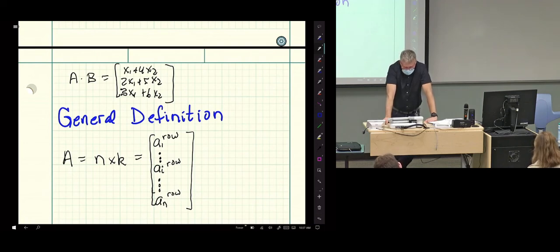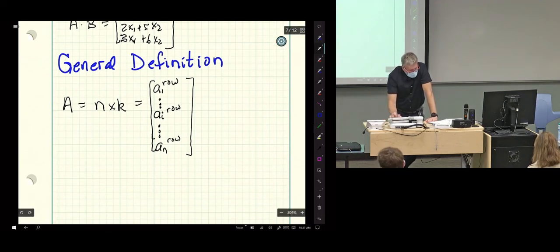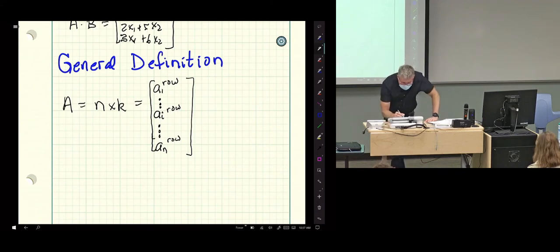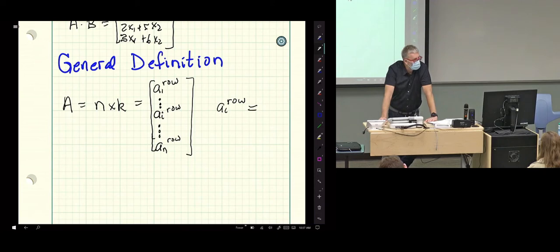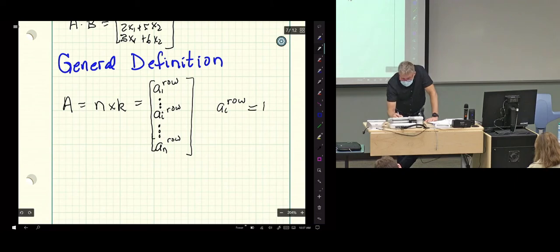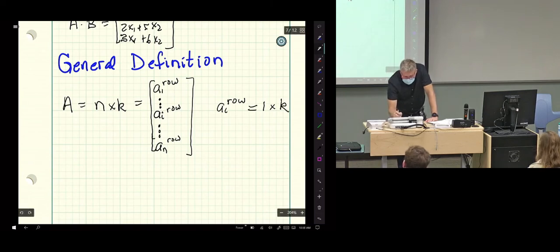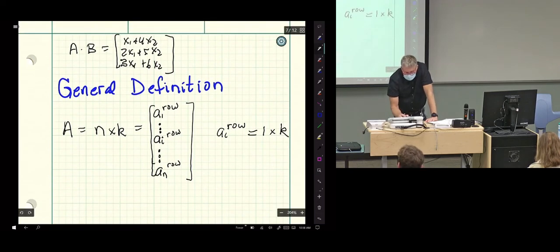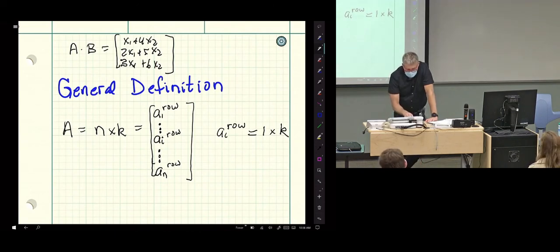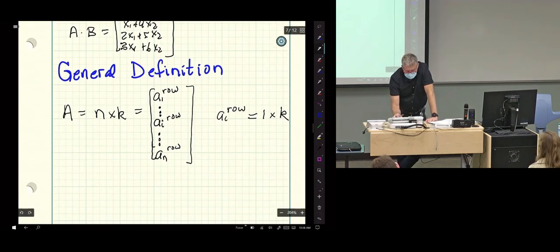I'm going to let you get that written down. So if I look at AI row, what is the size of AI row? Well, it's a row, so it only has 1 row, okay? But how many columns does it have? K, okay? So the answer is K. It has the same number of columns as A does. A has K columns, and that's what we have here.